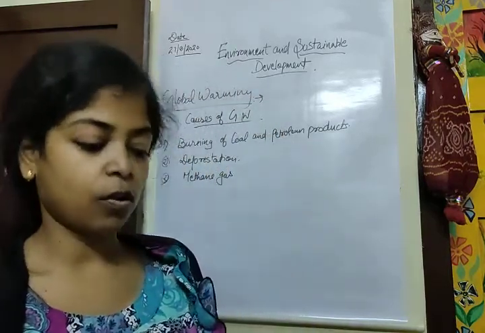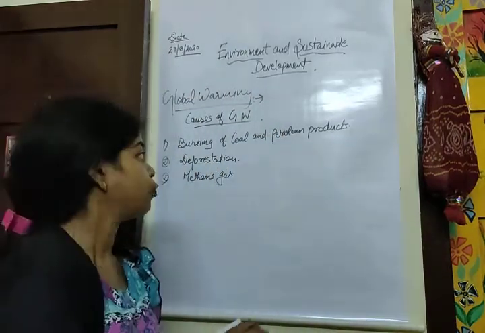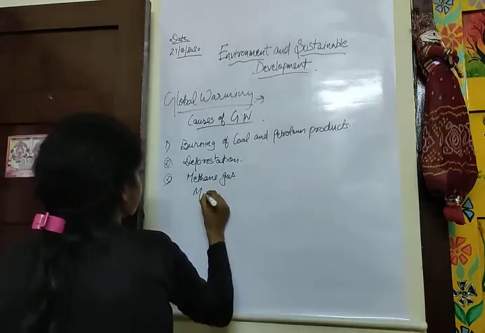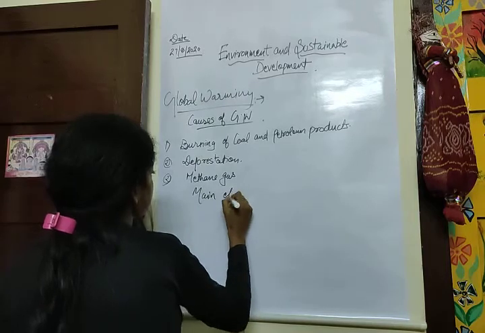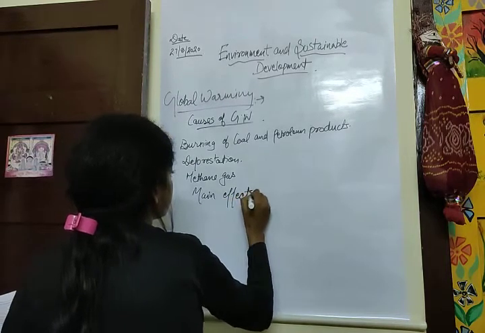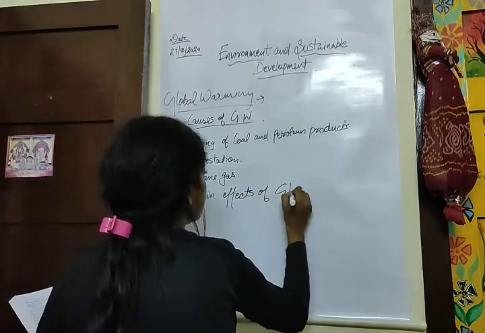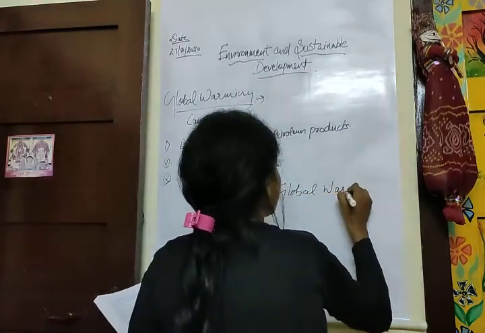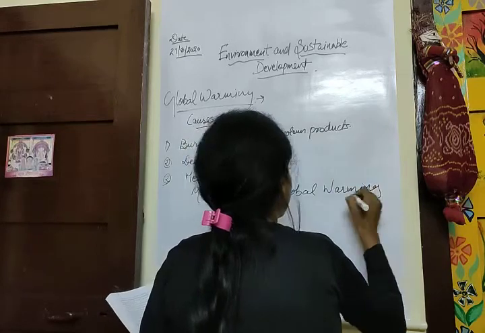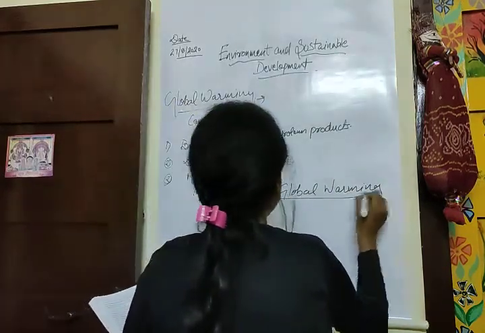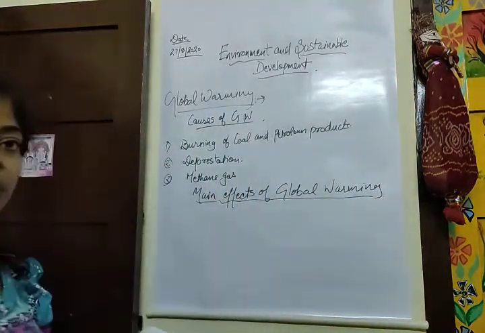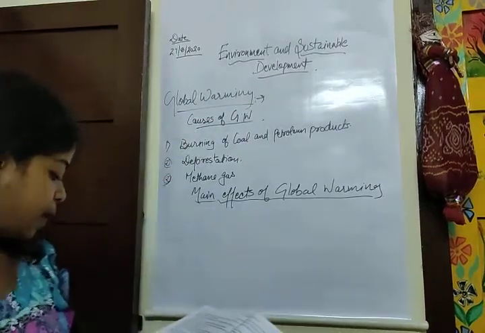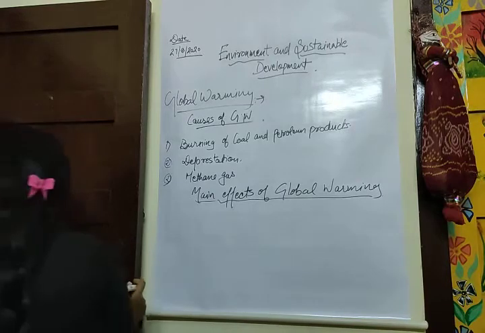Now the main effects of global warming. What are the main effects of global warming? What is happening in our atmosphere because of global warming? First is melting of the ice.